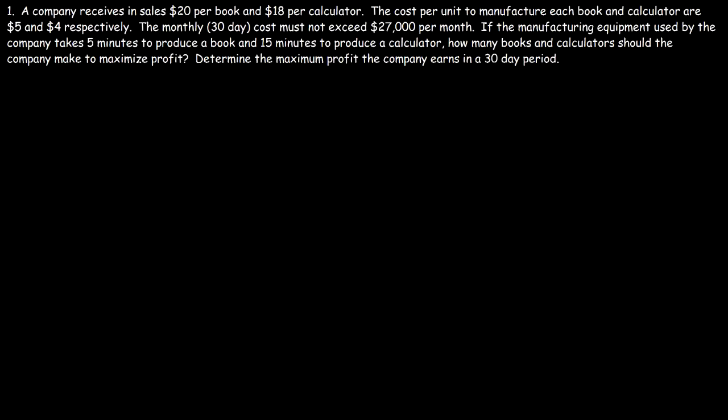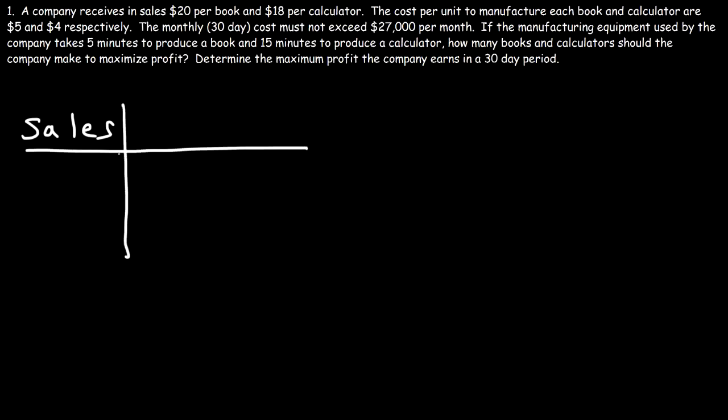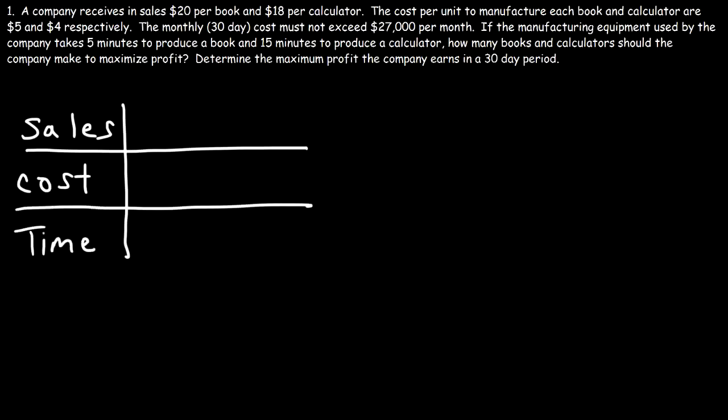So if you want to try this problem, feel free to pause the video and work on it. Now what I'm going to do is make a table so I can organize all of the information that's presented in this problem. So first, we need to talk about the sales. The next thing is the cost, and also the time it takes to manufacture the items. And there's 2 items of interest: the books and the calculators. I'm going to use B for books, C for calculators.